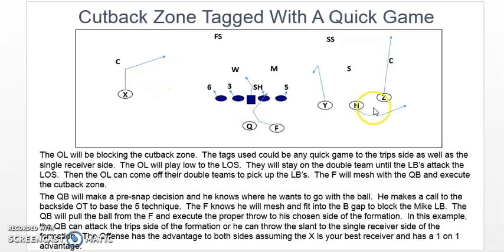So over here on this side, we have our basic quick game where we have Z, the outside receiver, number 1 receiver running a go. Number 2 is our H. He's going to run a bubble. And number 3 is our Y. He's going to run a stick route.